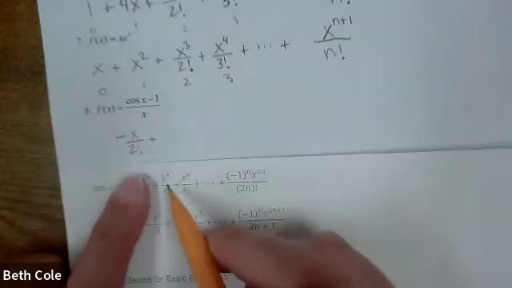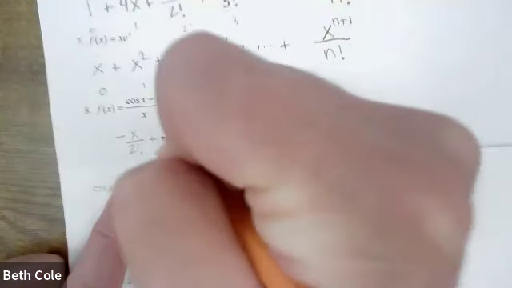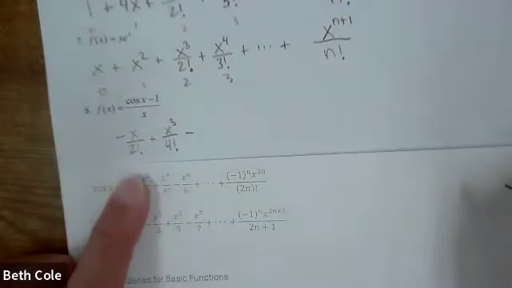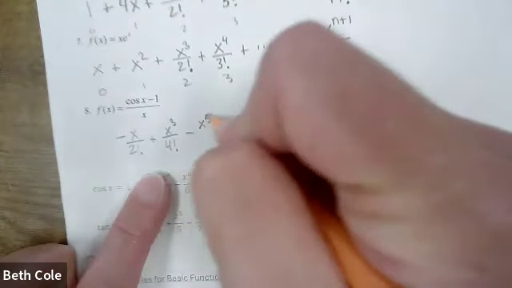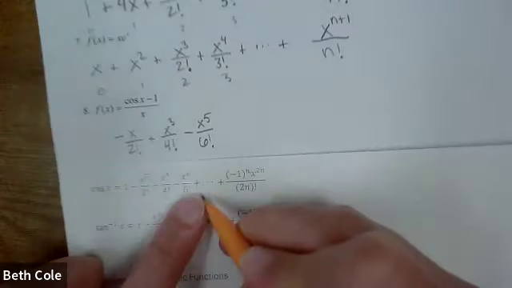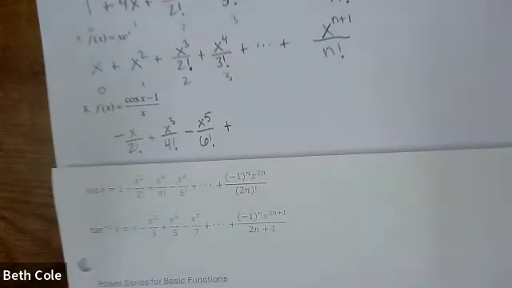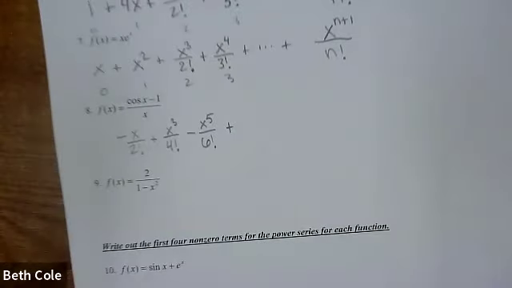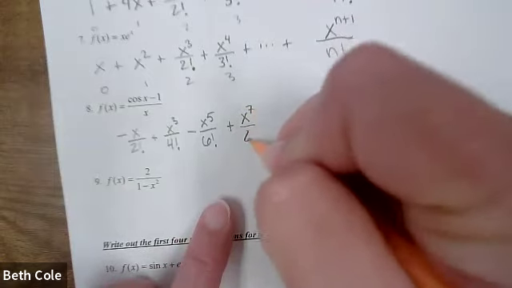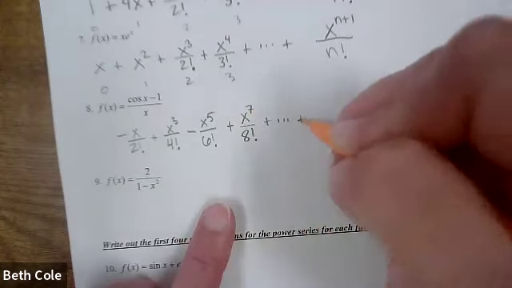Plus, all right, so now we're on this one. x to the 3rd, good, over 4 factorial. Nice. Minus x to the 5th over 6 factorial. Now we ran out of what's written on here, but we need to do one more because it says the first 4 non-zero terms and the 1 went away. So we need another one. So you got to be able to continue the pattern here. So it's going to be plus x to the 7th over, cool.